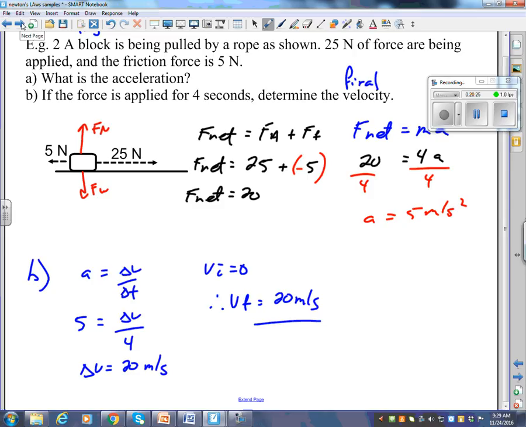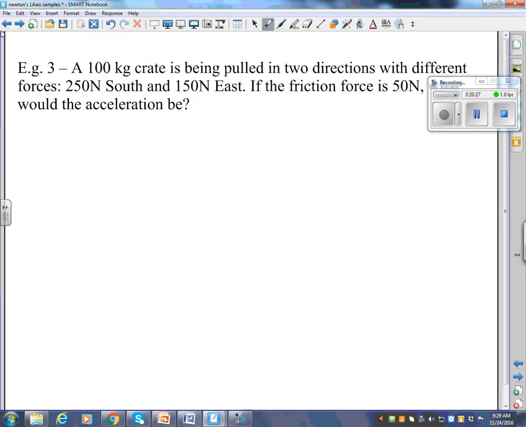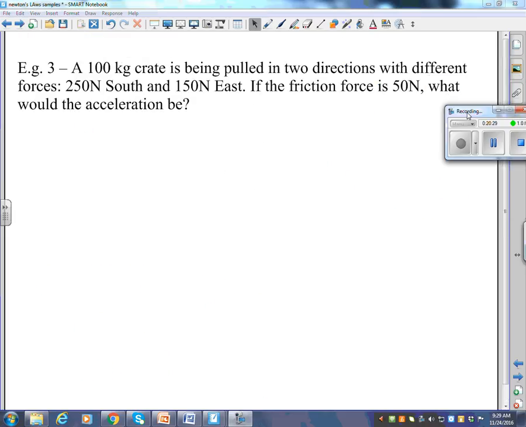Ready to try one on your own? Oh, maybe this isn't the one I want you to do on your own. Yeah, I don't get it. Okay, I need you to know, Colin, put it away.